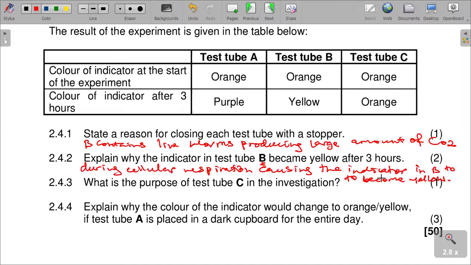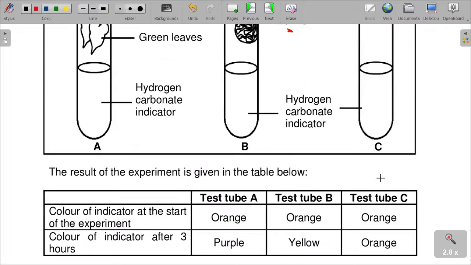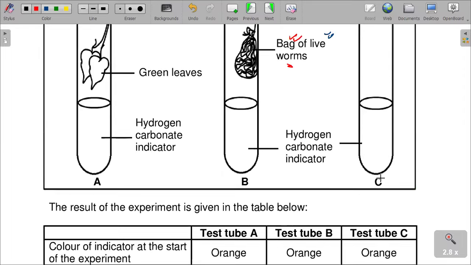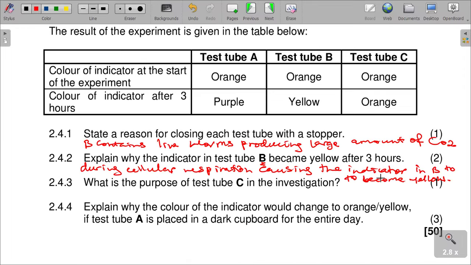And then what is the purpose of test tube C in the investigation? Test tube C does not change. I always say that when an experiment is set up in an unmanipulated setup, it means it is the control of the investigation. It is there for comparison purposes. So C was set up as a control of the investigation.